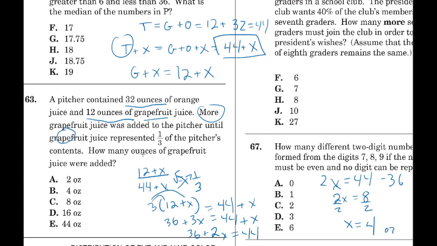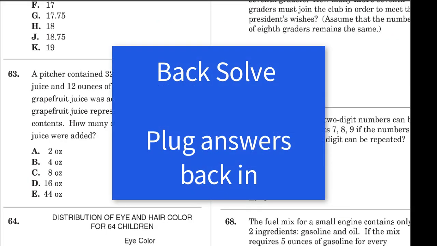Our answer is how many ounces of grapefruit juice were added. Always check the question line before we answer. B, 4 ounces. We could have answered this another way, which you might find easier and faster in many cases. We simply plug the answers back in, what we call back solving. In ratio problems and age word problems, oftentimes plugging the answers back in can be faster.